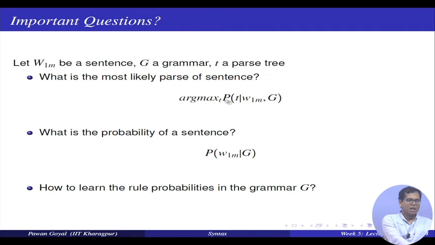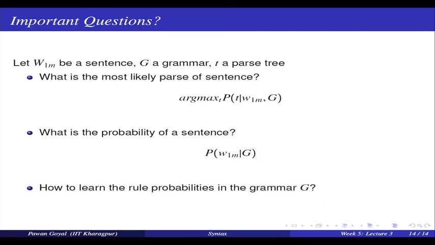So for example, how do I find the most likely parse of a sentence? One simple solution is to find all the possible trees and take the one with the highest probability. But is there an efficient method for doing that? What is the probability of a sentence? Again, I can find the probabilities of the individual parse trees and add them up. This gives me the probability of the sentence. But can I do it by exhaustively enumerating and adding, or is there some other method? And finally, how do I learn the rule probabilities in the grammar G?